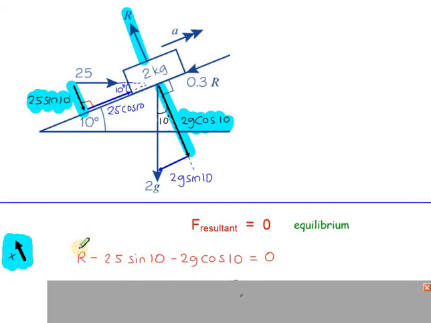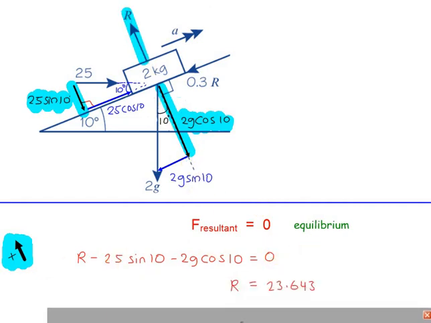So we have R, then we have minus 25 sin 10 from this one, minus 2g cos 10 from this one, equals 0. The resultant force perpendicular to the incline is 0, and then we can work out the value of R, 23.643 newtons.